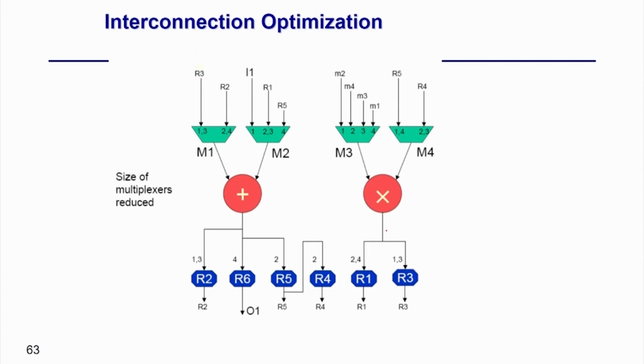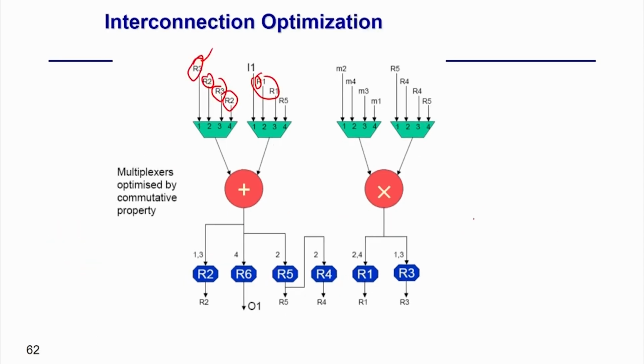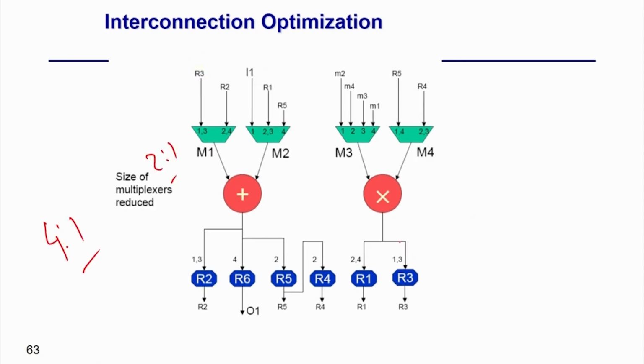So, I can actually reduce the size from a 4:1 mux to a 2:1 mux, because now I only have 2 possible inputs. Here also, one of the inputs is reduced. Similarly, I can do the same thing for this mux, which I am not going to discuss in detail, and reduce the size. So, this is the kind of optimization we can do in the data path generation.